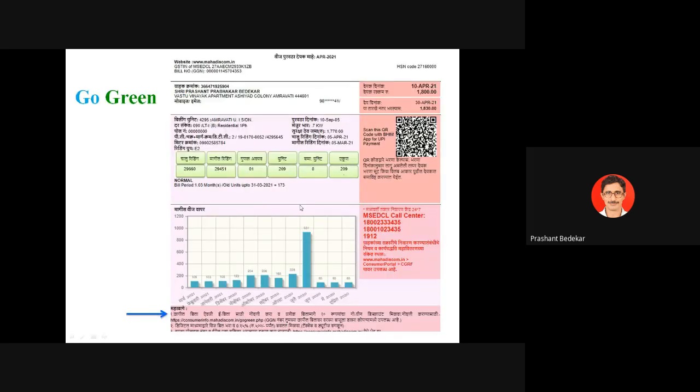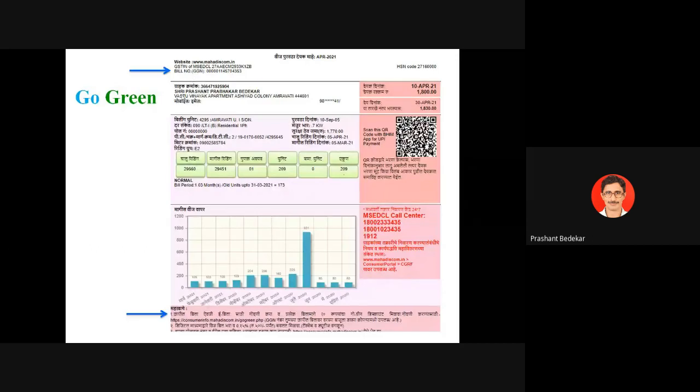What you have to do? You have to go to this particular site, which is mentioned over here on your electricity bill. When you go to this particular site, see, it is mentioned over here. What it needs is only 2 things. One is your consumer number and one is your Go Green number.